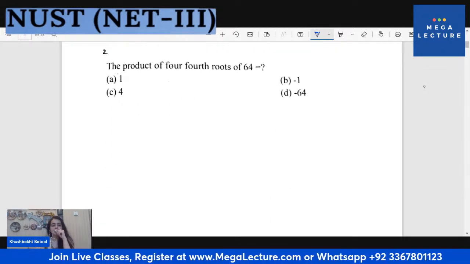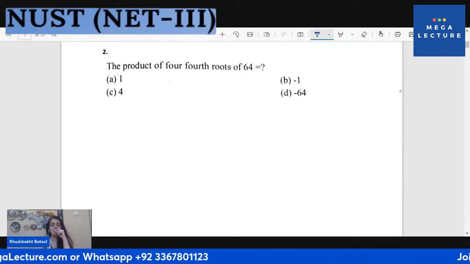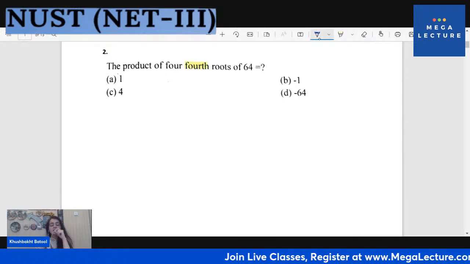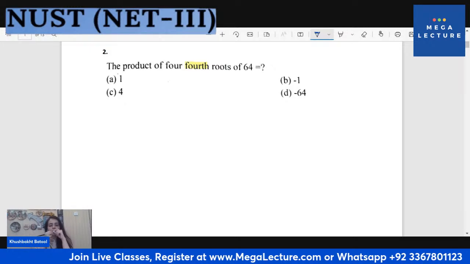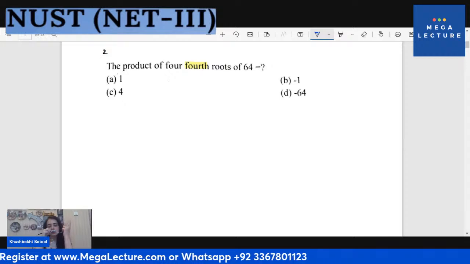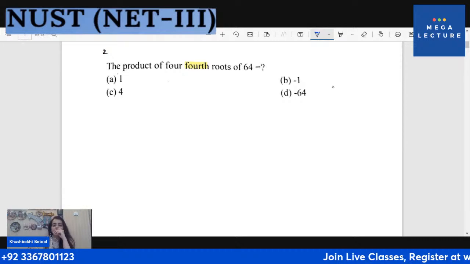Now it says the product of 4 fourth roots of 64. Now when it says fourth roots, you need to find the square root first and then the square root again because that would give you the fourth root. And obviously, when we take square root, we get two answers. So when we find the fourth root, we would get four answers and we'll multiply them and that would give you the answer exactly.